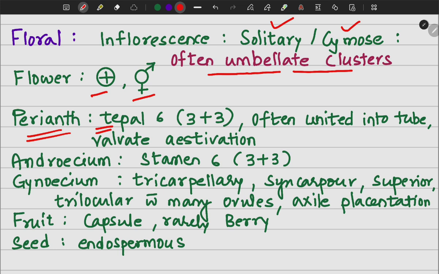So tepals are 6, and they are in the form of 3 plus 3. That means they will form 2 groups. 3 tepals form an outer whorl and 3 tepals will form an inner whorl. That we will look into detail in the floral diagram. So the tepals are 6 in the form of 3 plus 3 outer and inner whorl, often united into a tube, and the estivation seen is valvate estivation. If we talk about androecium, the stamens are 6. They are also arranged in the form of 3 plus 3, 3 outer and 3 inner, and they are epiphyllous.